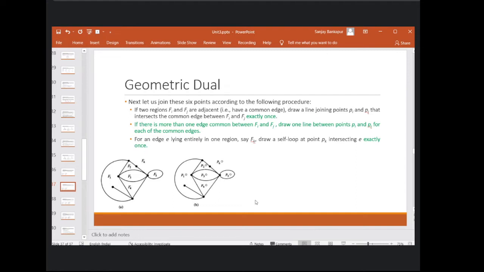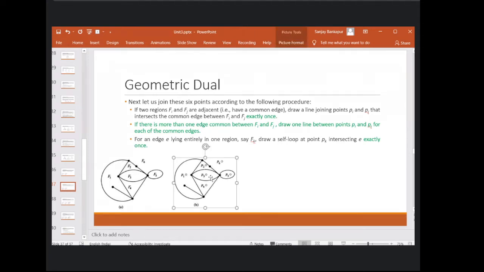When we do a geometric dual, a single edge becomes a self loop. Or rather than a single edge, I will say an edge having a pendant vertex becomes a self loop.